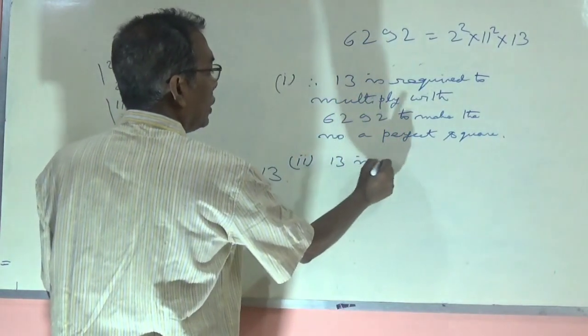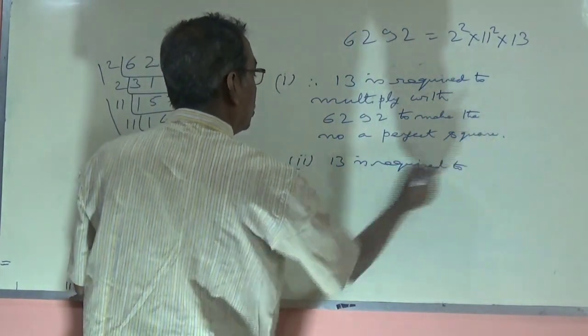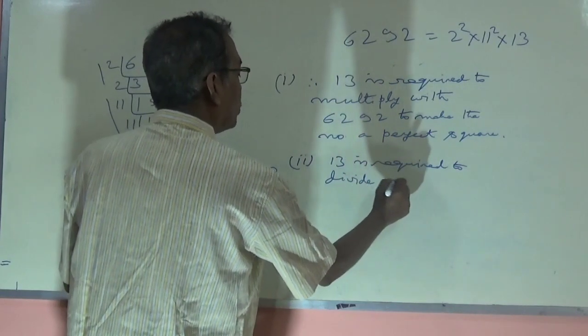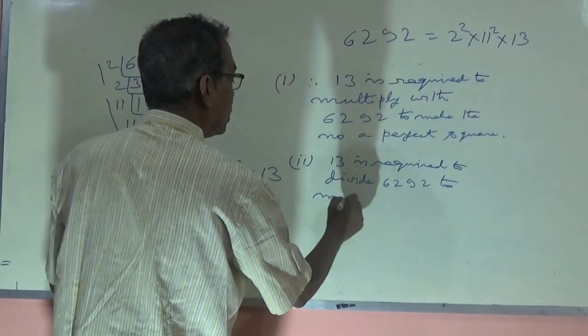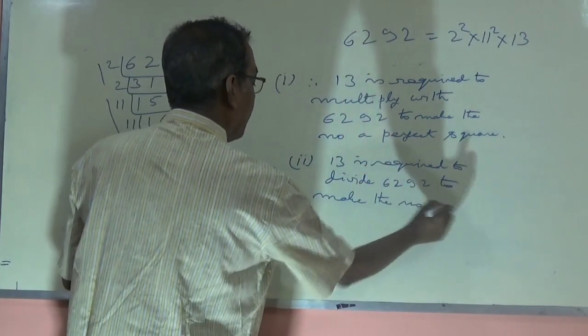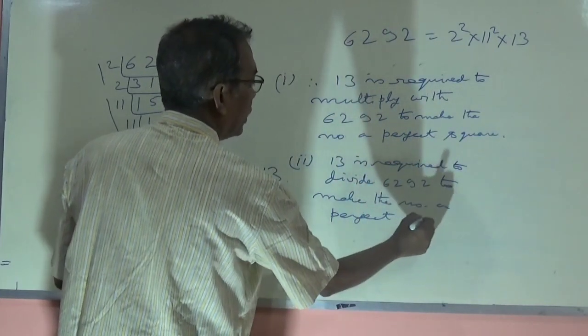13 is required to divide 6292 to make the number a perfect square. I think it is clear.